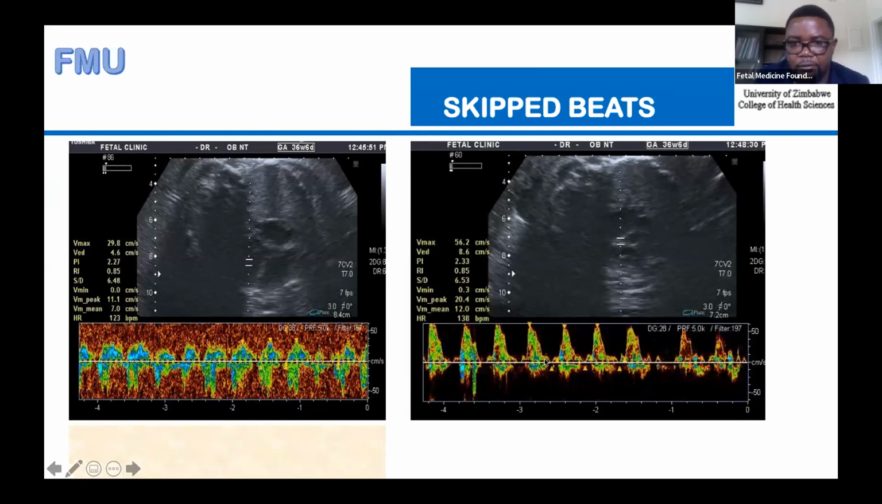Then again, this is the same baby. We're now measuring the velocities at the aortic valve here to illustrate that ectopic beat. You can see that there's a missed beat there where the ventricle actually doesn't contract due to these ectopics, which are not going through. So this is an example of a skipped beat, which you can identify if you measure the heart rate properly.